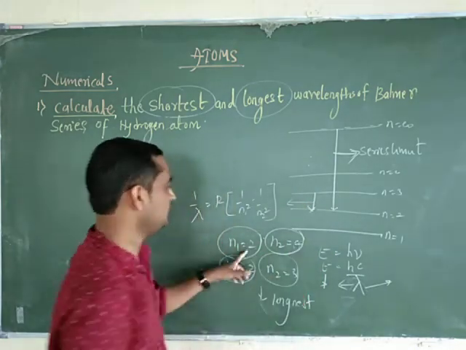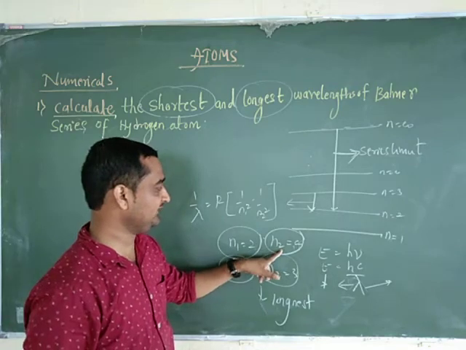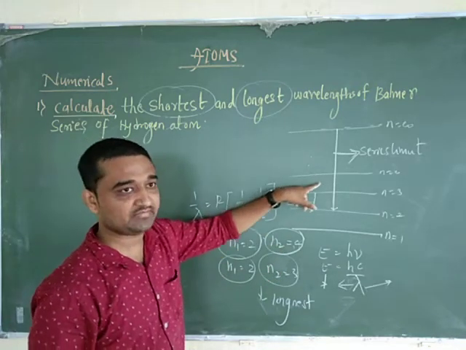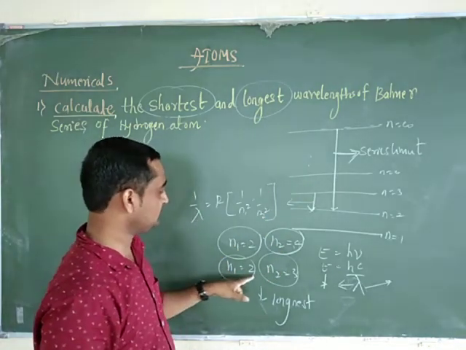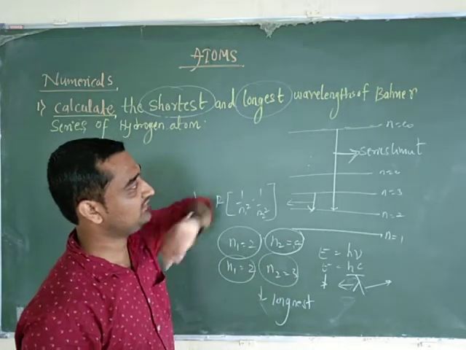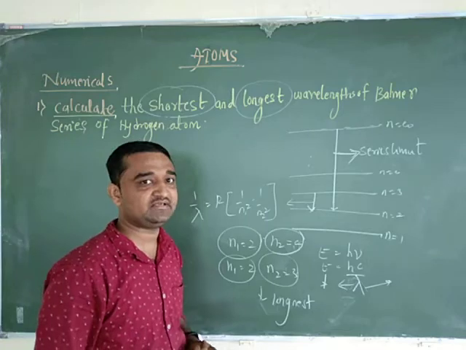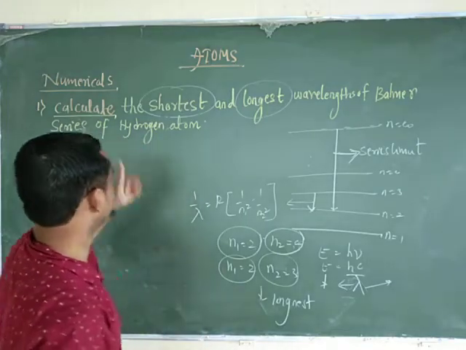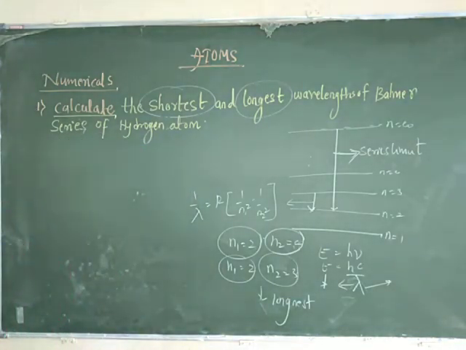N1 is equal to 2 and N2 is equal to infinity. This is the series limit, or last member of the Balmer series. The first member of the Balmer series has N1 equal to 2 and N2 equal to 3. Now let us solve this problem by taking N1 and N2 for the shortest wavelength and longest wavelength.